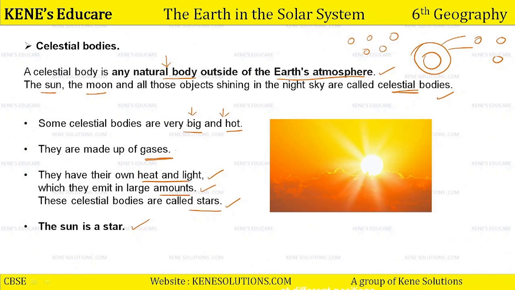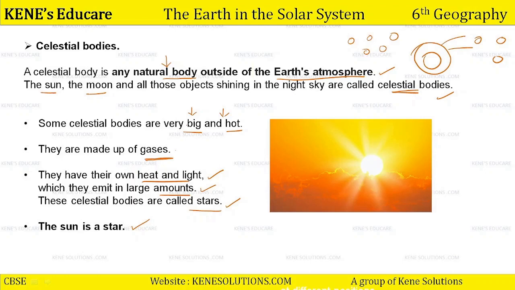After that, we read about the celestial body. What are these celestial bodies? Any natural body that is outside the Earth's atmosphere is called a celestial body. That means the sun, the moon, or any shiny object that you see in the sky, all of these are celestial bodies, because they are not part of the Earth's atmosphere. That is why all these bodies are celestial bodies.